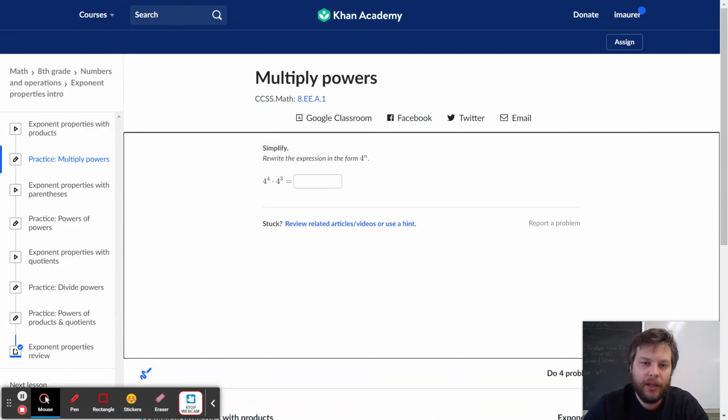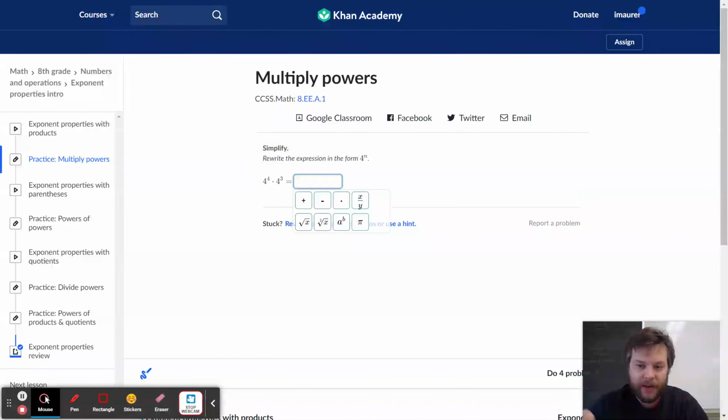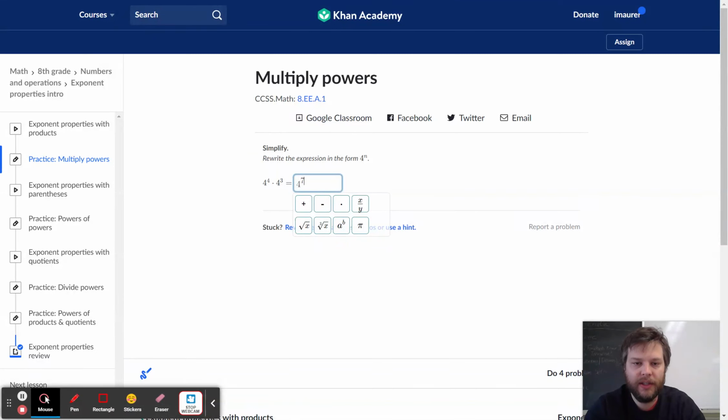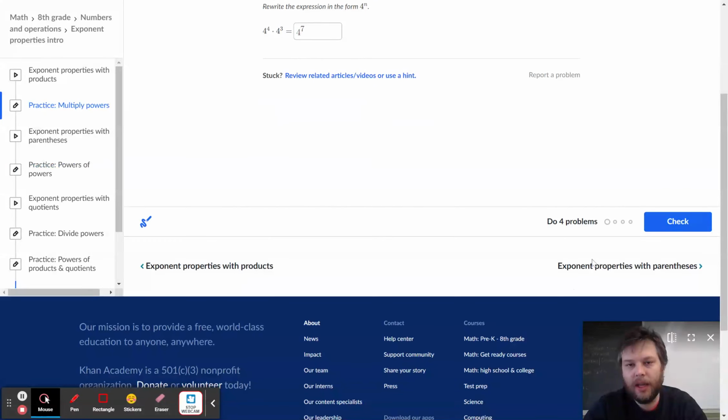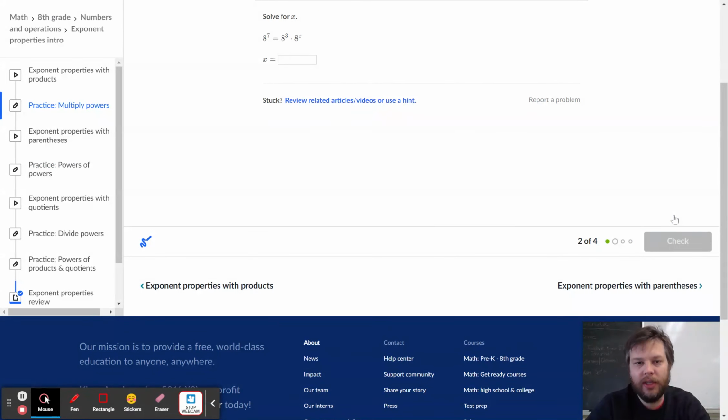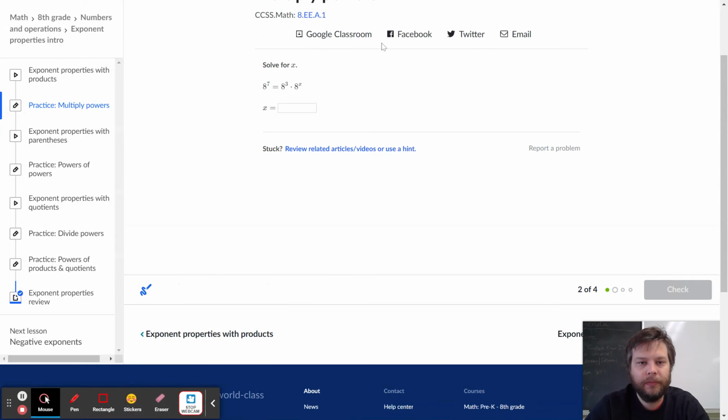So when I'm multiplying two powers, I just add up the two powers that are there. So 4 to the 4th times 4 to the 3rd is just going to be 4 raised to the 7th, because 4 plus 3 is 7 right there. And so anytime you're multiplying, you're just thinking of it as a long string of that base right there.